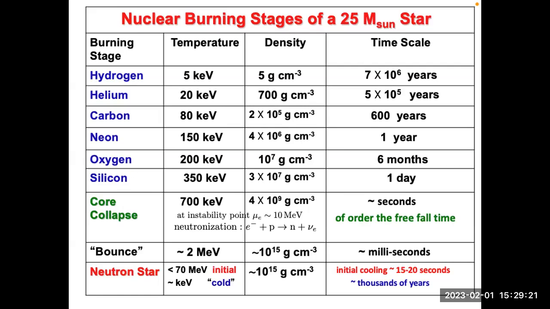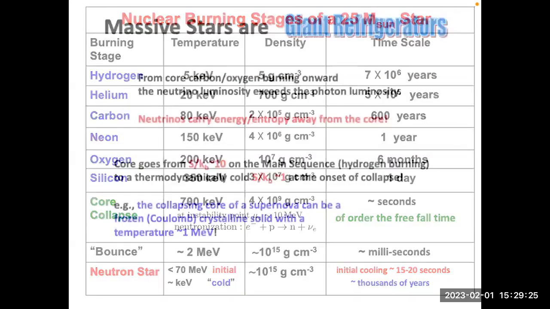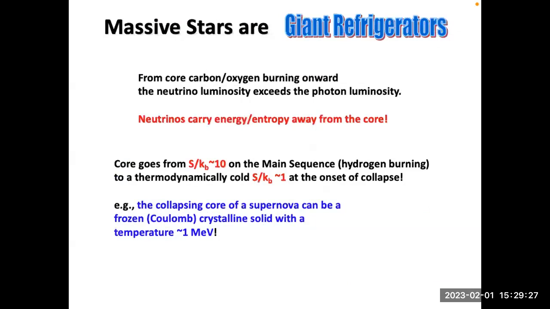You might say, well, the temperature is high. Yeah, but it's thermodynamically very cold. Okay. So in fact, if you compare these big nuclei, if you compare the electrostatic Coulomb energy between them to kT, the temperature, you'll see that the Coulomb energy is sometimes larger, depending on the equation of state. So the collapsing core of a supernova can be a frozen Coulomb crystalline solid.